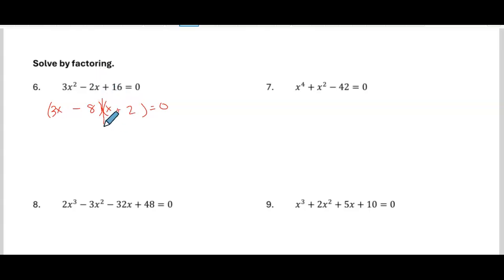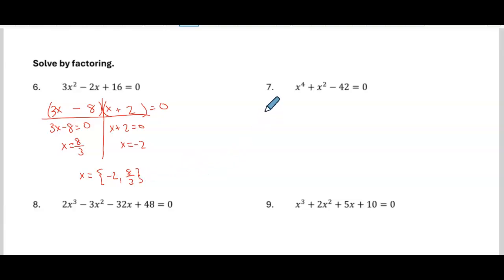Make a solving chart. 3x minus 8 equals 0. So x is 8/3. x plus 2 equals 0. So x is negative 2. Okay, so putting them in ascending order: negative 2 and 8/3.